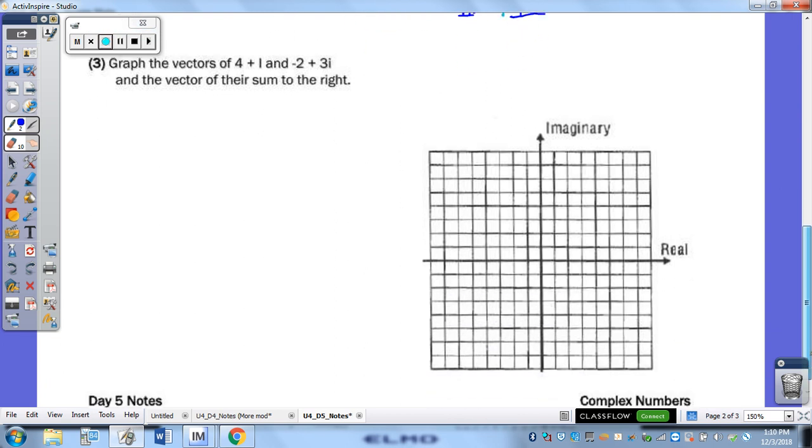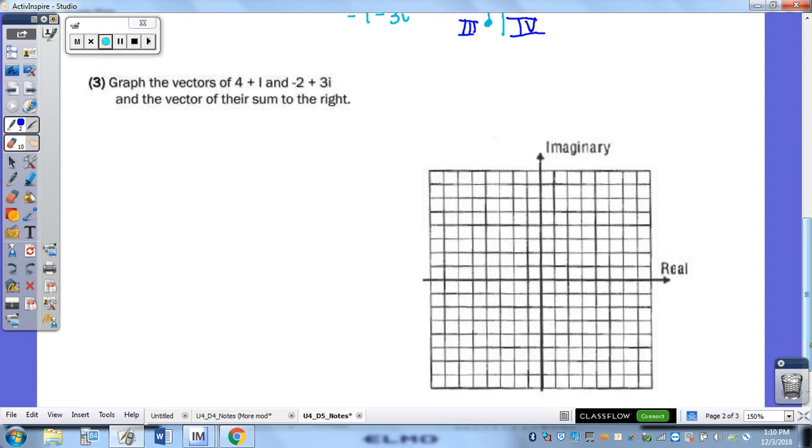Third one, they want us to graph the vectors of 4 plus i and negative 2 plus 3i and the vector of their sum to the right. So let's start with the 4 plus i. So there's my x, there's my yi, so I'm going to go to the right 4, up 1. There's 4 plus i.